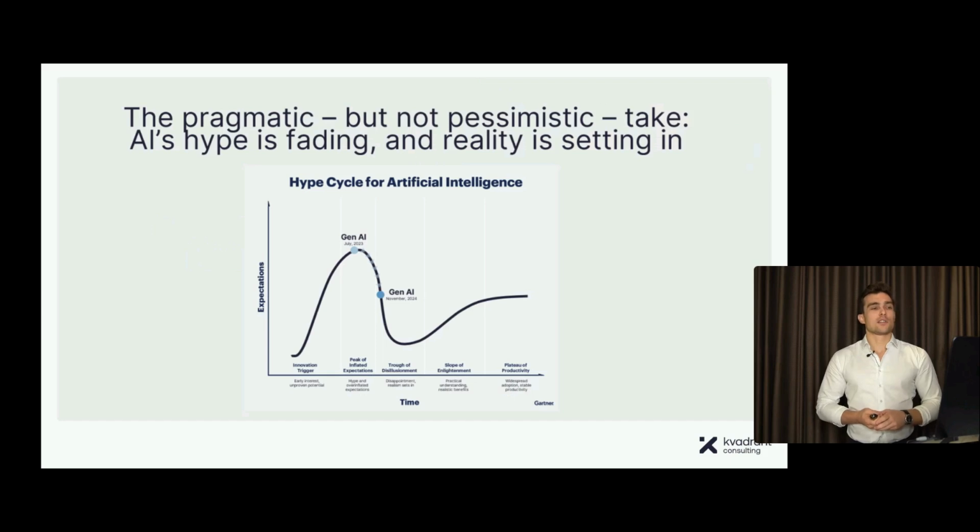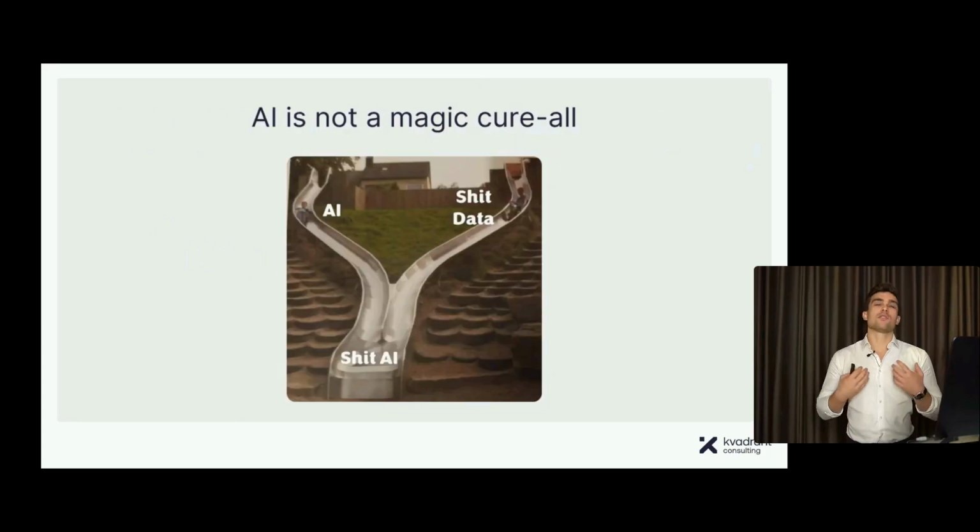And I think what has happened since we were at the top of the peak is that people are learning that AI is of course great, but if you don't have the right data, if you don't have the right processes, if you don't have the right implementation and change management, it's not going to work, right? It's not a magic cure-all. It's not going to fix all our problems. Unfortunately, that would be great, but it's just not the case.